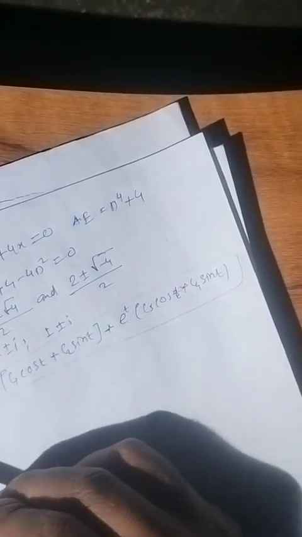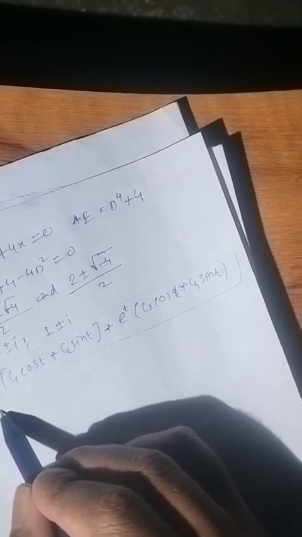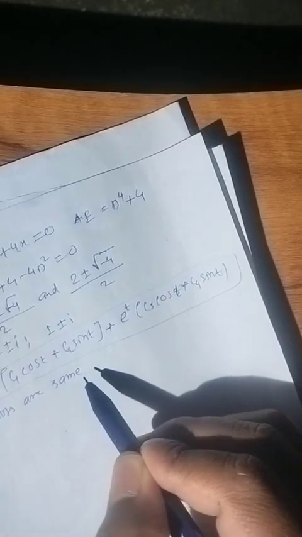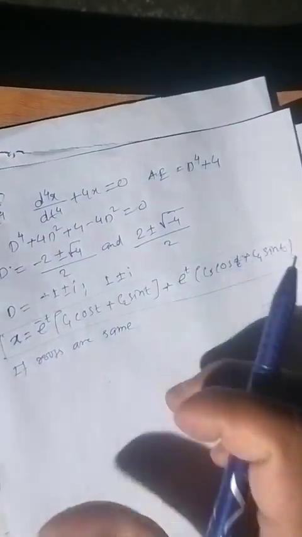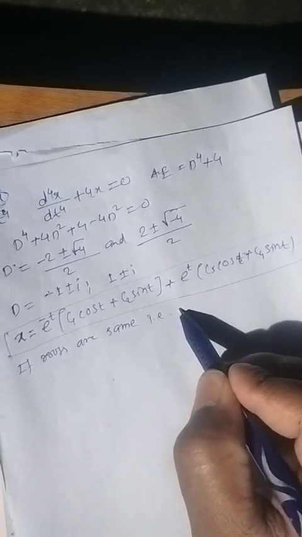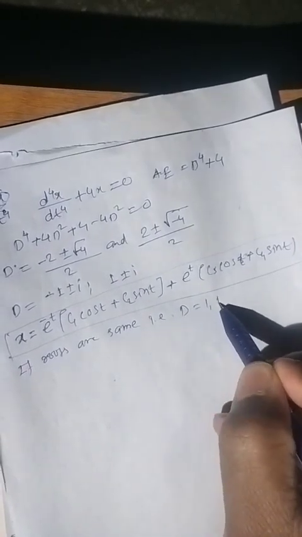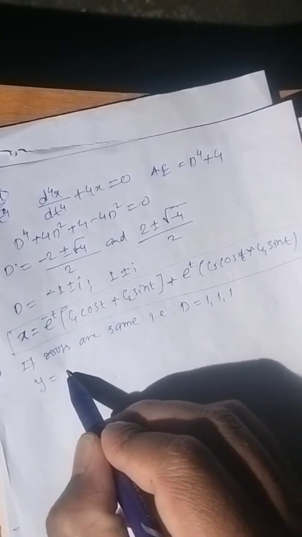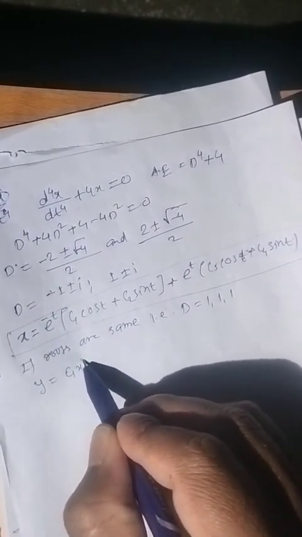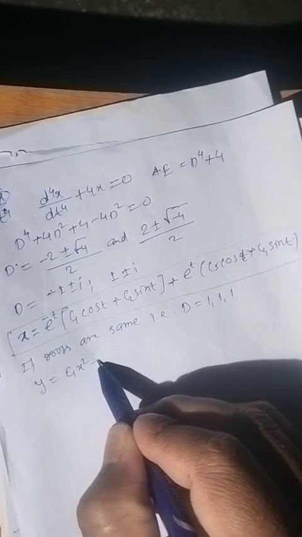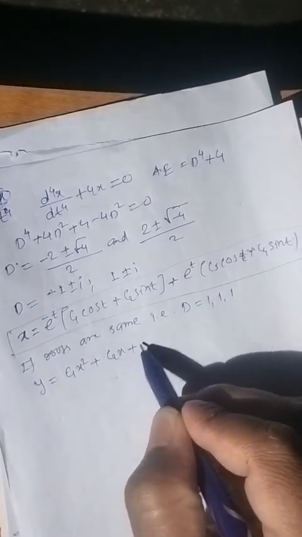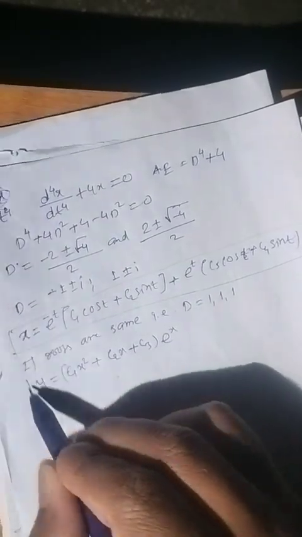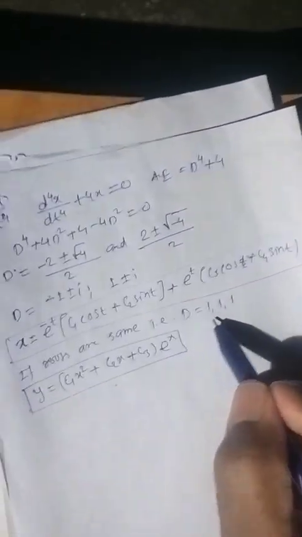Note, if the roots are the same, that is D equal to 1, 1, 1, then the complete solution is y equal to (c1 x square plus c2 x plus c3) e to the power x if the roots are the same.